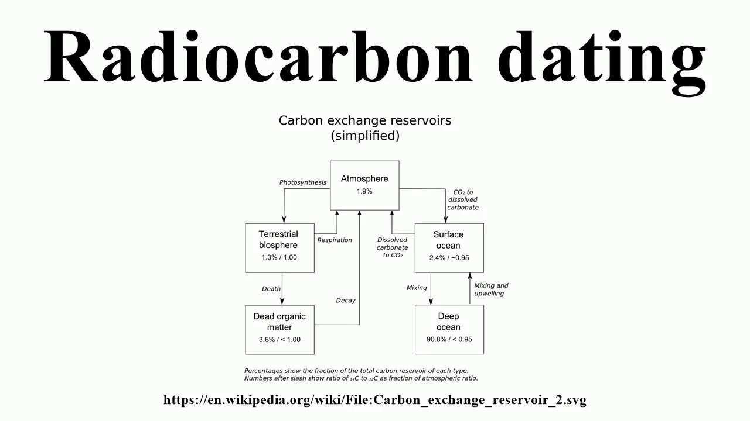When the animal or plant dies, it stops exchanging carbon with its environment, and from that point onwards the amount of 14C it contains begins to decrease as the 14C undergoes radioactive decay. Measuring the amount of 14C in a sample from a dead plant or animal such as a piece of wood or a fragment of bone provides information that can be used to calculate when the animal or plant died.